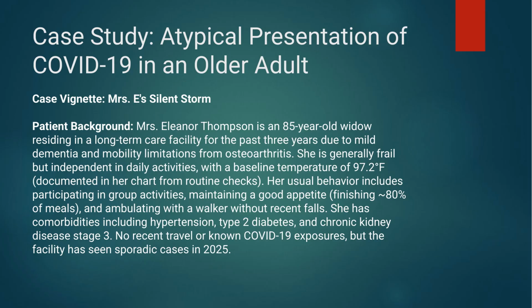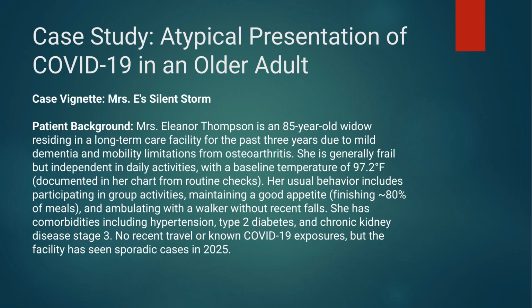Physical exam. Alert but hypoactive. No neurodeficits. Clear lungs. Soft abdomen with diffuse tenderness. No edema or rash. Elevated frailty index. Diagnostic workup. Rapid COVID antigen test was negative, false negative suspected. PCR positive for SARS-CoV-2, Omicron subvariant per 2025 circulation.